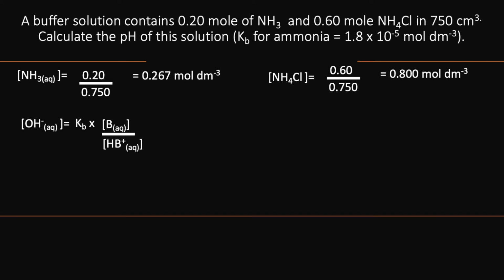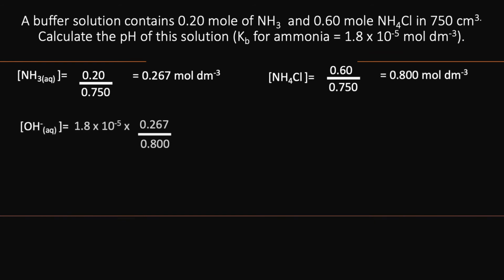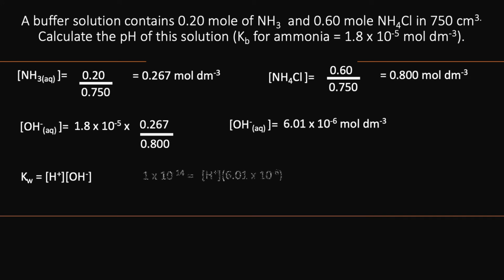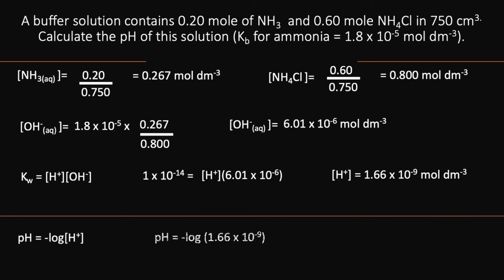We now pop that into our expression for OH-, and find the concentration of OH-. And once we've done that, we can find our concentration of OH- as being 6.01 times 10 to the minus 6 moles per dm³. We can look at Kw now. Kw, of course, under standard conditions is 1 times 10 to the minus 14. That's on your data sheet. We've worked out the concentration of OH-, so we can find the concentration of H+, pop that into our pH expression, and we have a pH of 8.78.